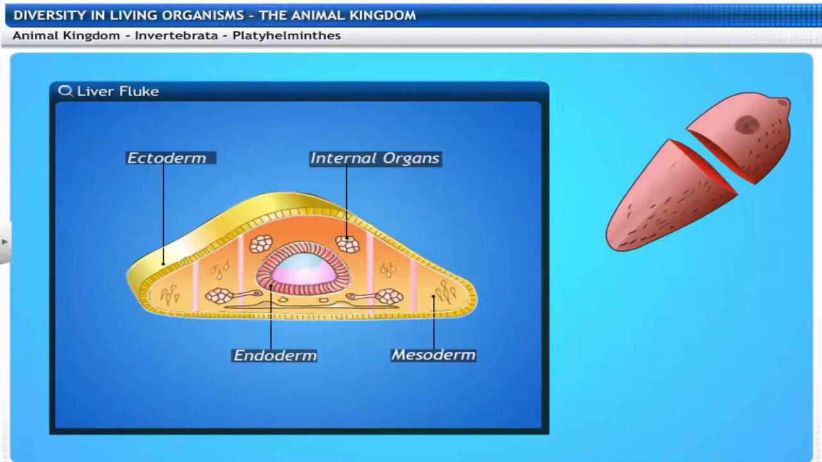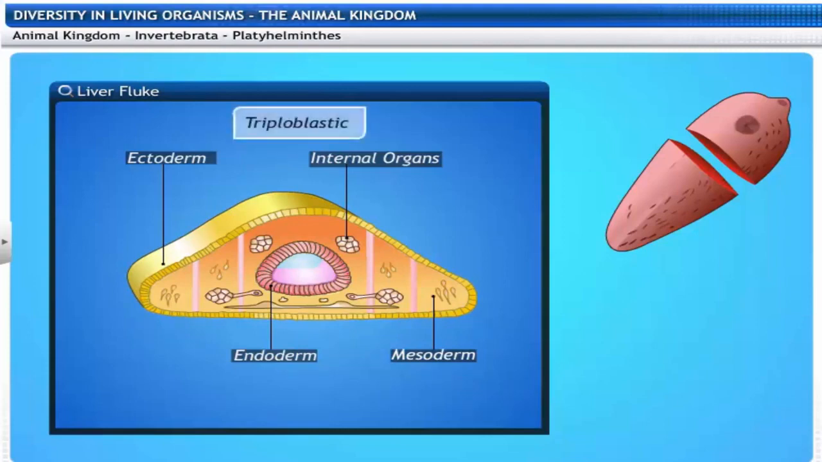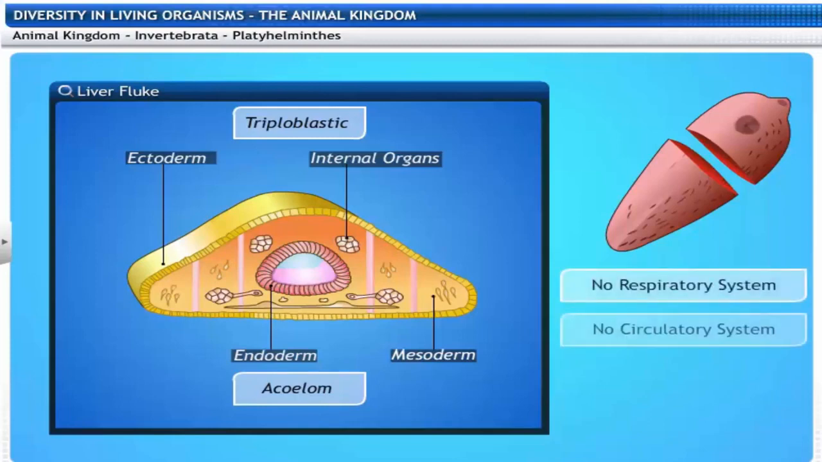Their bodies have 3 layers of cells that form differentiated tissue. This is why they are called triploblastic animals. Flatworms have no body cavity, hence they are called acoelomates. They lack respiratory and circulatory systems.